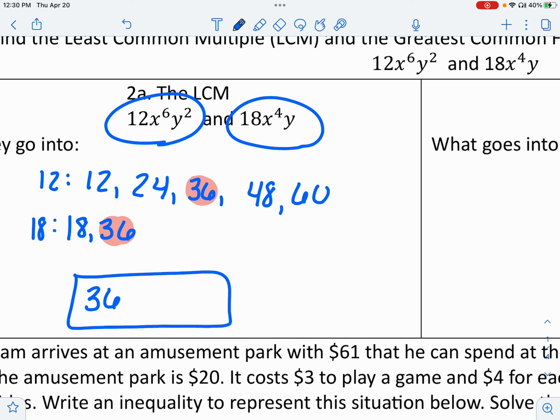When you do least common multiple, you need to pick the bigger x because both x's will fit in it, and you need to pick the bigger y because both y's will fit in it. So we're not going to pick the fourth and we're not going to pick the first.